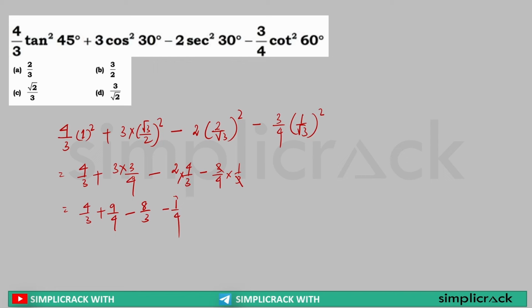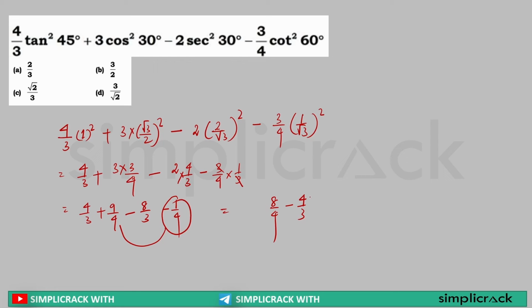So first let's solve this one and this one. 9 by 4 minus 1 by 4 is equal to plus 8 by 4. So 4 by 3 minus 8 by 3 is equal to minus 4 by 3, because the denominator is the same, only the numerator will be calculated. Basics of our mathematics. Yes or no? Yes. Now, what is remaining?